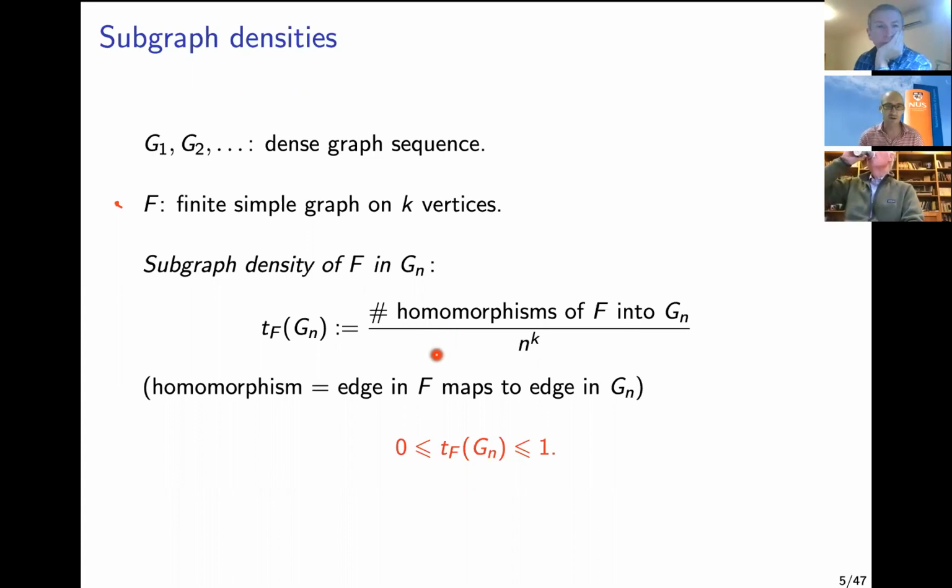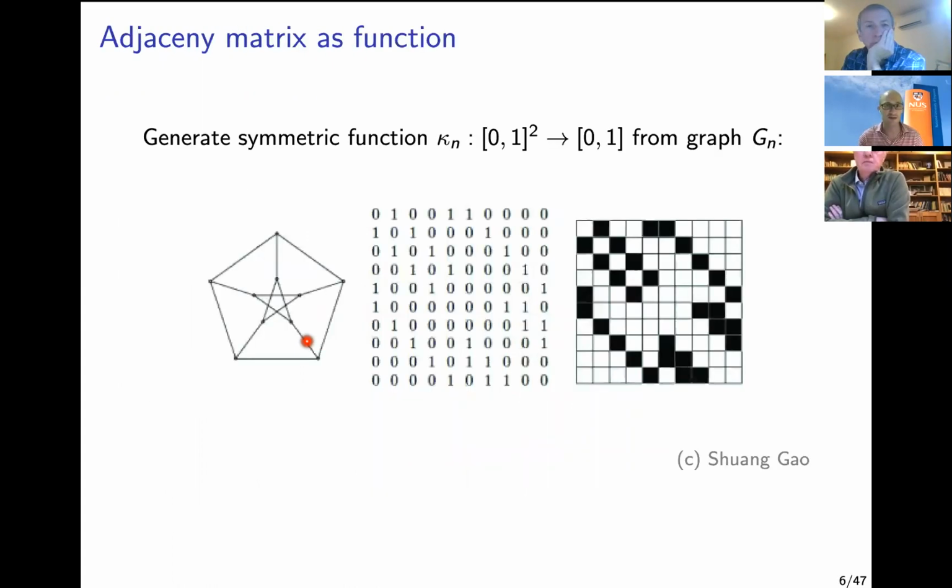Now, this is more of a combinatorial point of view, I'd say. For this theory, it's beneficial to switch to a more analytic point of view. In order to do that, it's best to represent graphs, instead of as combinatorial objects, as functions. The way to do that is we define a function kappa_n that lives on the unit square and maps into the interval [0,1], constructed as follows. You start with your graph, you write down the adjacency matrix. 1 means edge, 0 means non-edge, and you can see obviously it's symmetric because we're looking at undirected graphs. And then you just write this down as a function where black stands for 1 and white stands for 0.